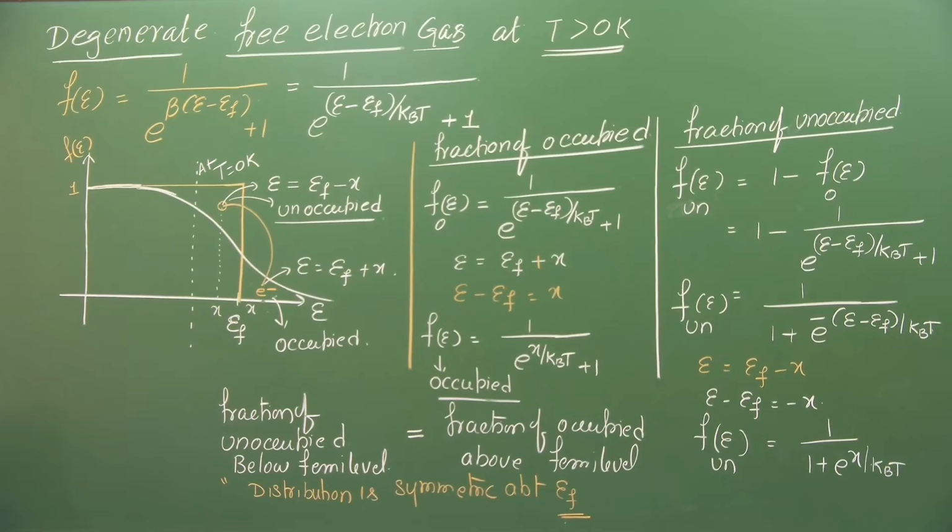The fraction of unoccupied states below the Fermi level is equal to the fraction of occupied states above the Fermi level, as T is not equal to 0 Kelvin or greater than 0 Kelvin. Is T equal to 0 Kelvin possible? Is it possible? If possible, what will happen? Zero volume.